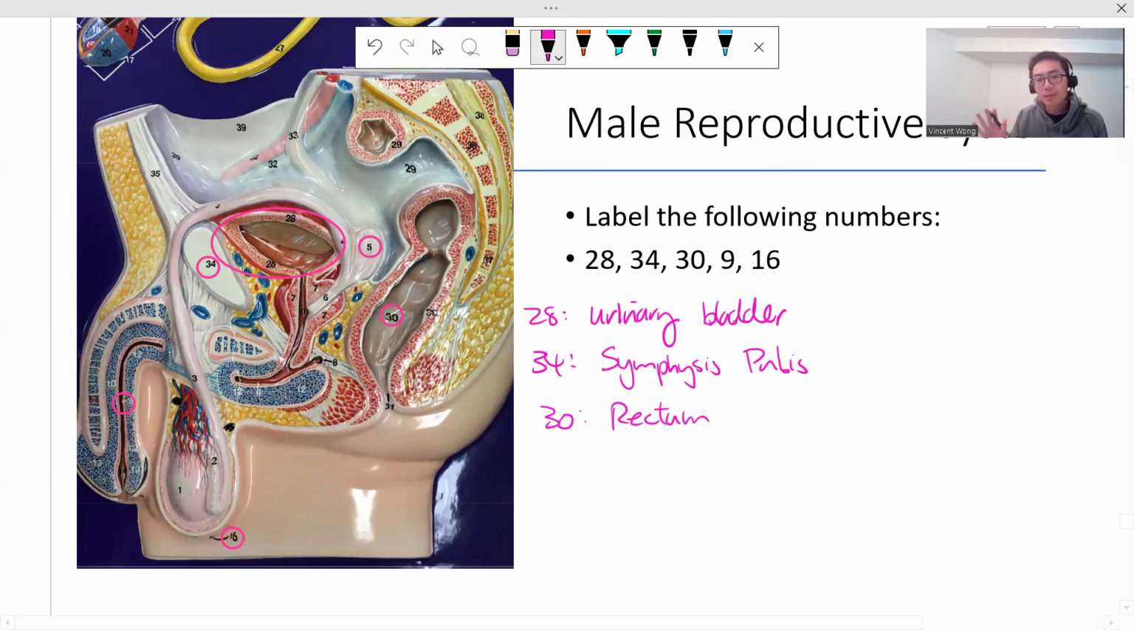I'm sorry if this seems really, really dry. We just have to label it, okay? I cannot make this too interesting. It's just part of it, okay?